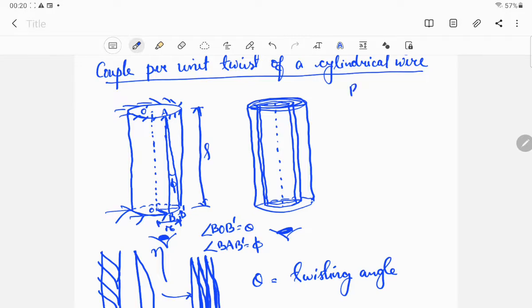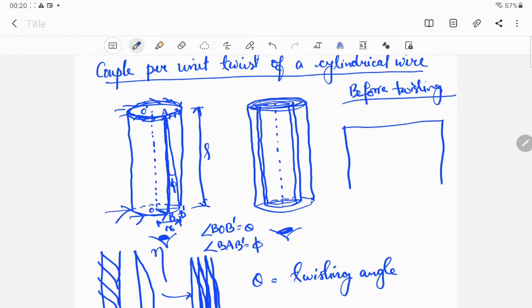So before twisting, just imagine that this is a particular cylinder. If I cut it along AB and open it, will it become a rectangle like this? One side AB, and another side say CD. Now after twisting, what happened? AB is not parallel to O dash; it is now twisted by an angle phi. So AB has shifted to B dash by an angle phi.